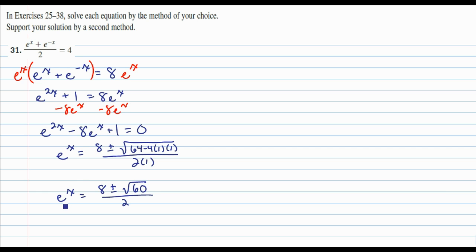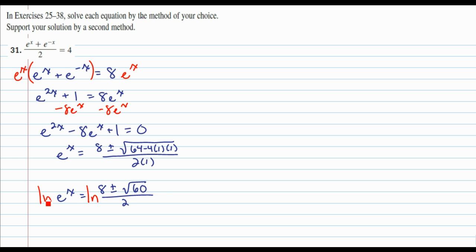So now that I have e to the x equals 8 plus or minus the square root of 60 all over 2, I need to solve for the exponent, and the best way to solve for exponents is logs. So I'm going to, in this case, do something a little bit different. I'm going to take the log of both sides. Now, if I'm going to take the log of both sides, what do you think my base should be? Hint, hint, the base of your exponent is e. Yeah, I should take the natural log of both sides.